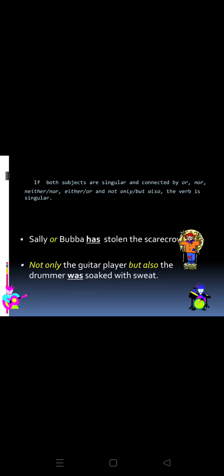If both subjects are singular and connected by or, nor, neither nor, either or, and not only but also, the verb is singular. Sally or Buba has stolen the scarecrow. Not only the guitar player but also the drummer was soaked with sweat. So these are going to take singular.